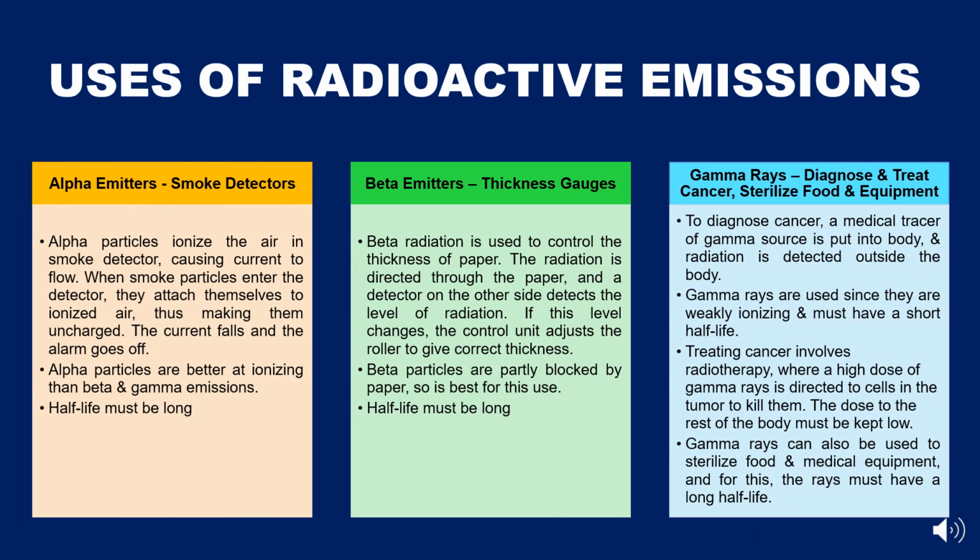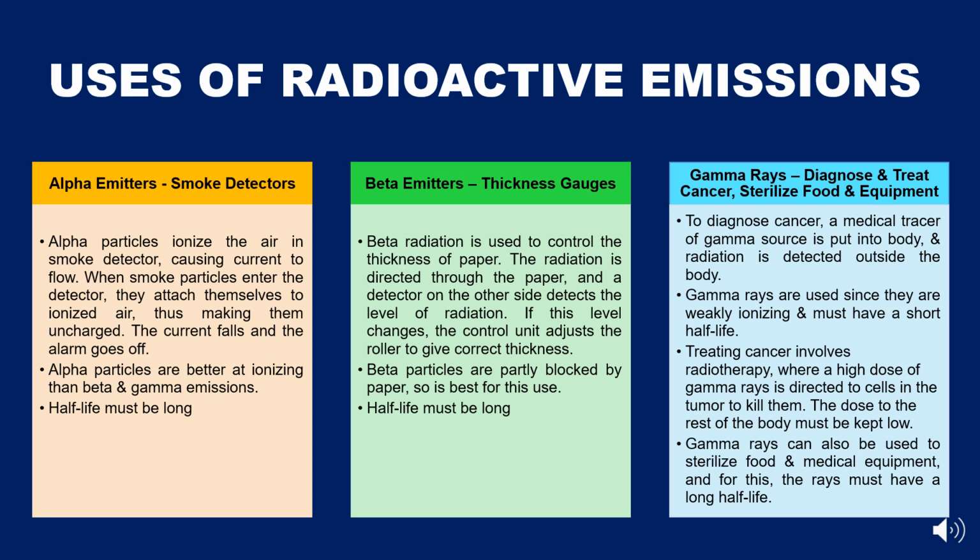Now we'll be learning about the uses of radioactive emissions, alpha, beta and gamma emissions, by using all the properties we have learned throughout the slides, including the half-life, which will have an important role in each of these uses. Now, alpha emitters are used in smoke detectors. So how do these smoke detectors work?